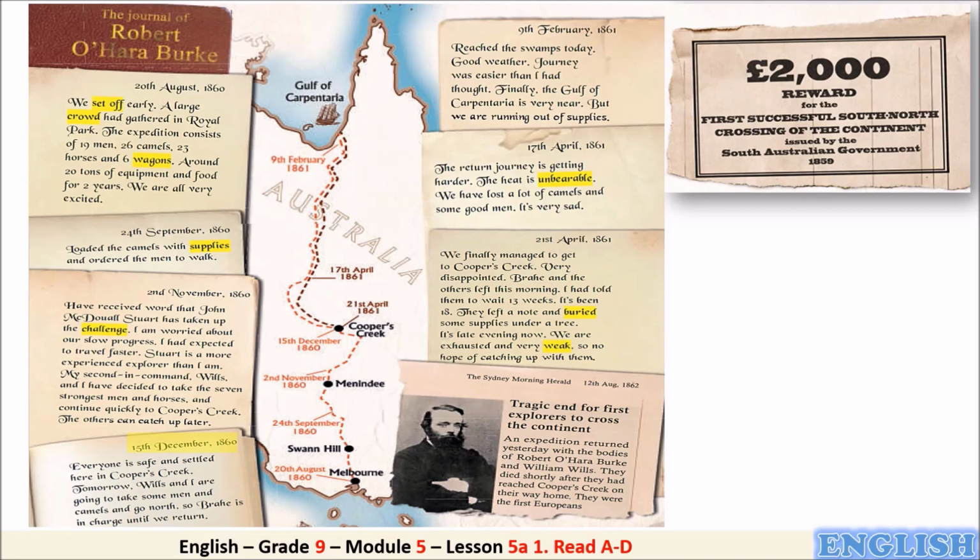15th of December, 1860. Everyone is safe and settled here in Cooper's Creek. Tomorrow, Wills and I are going to take some men and camels and go north. So Brahe is in charge until we return. 9th of February, 1861. Reached the swamps today. Good weather. Journey was easier than I had thought. Finally, the Gulf of Carpentaria is very near, but we are running out of supplies.